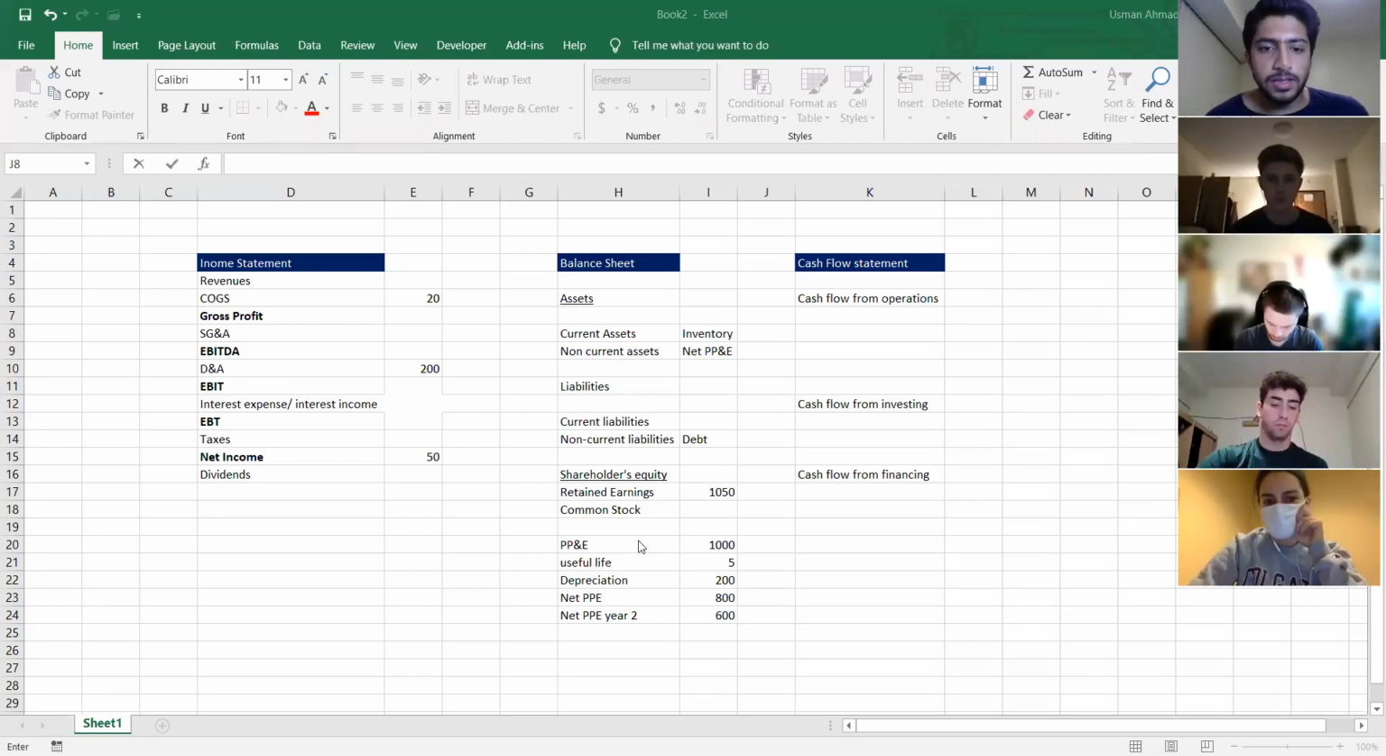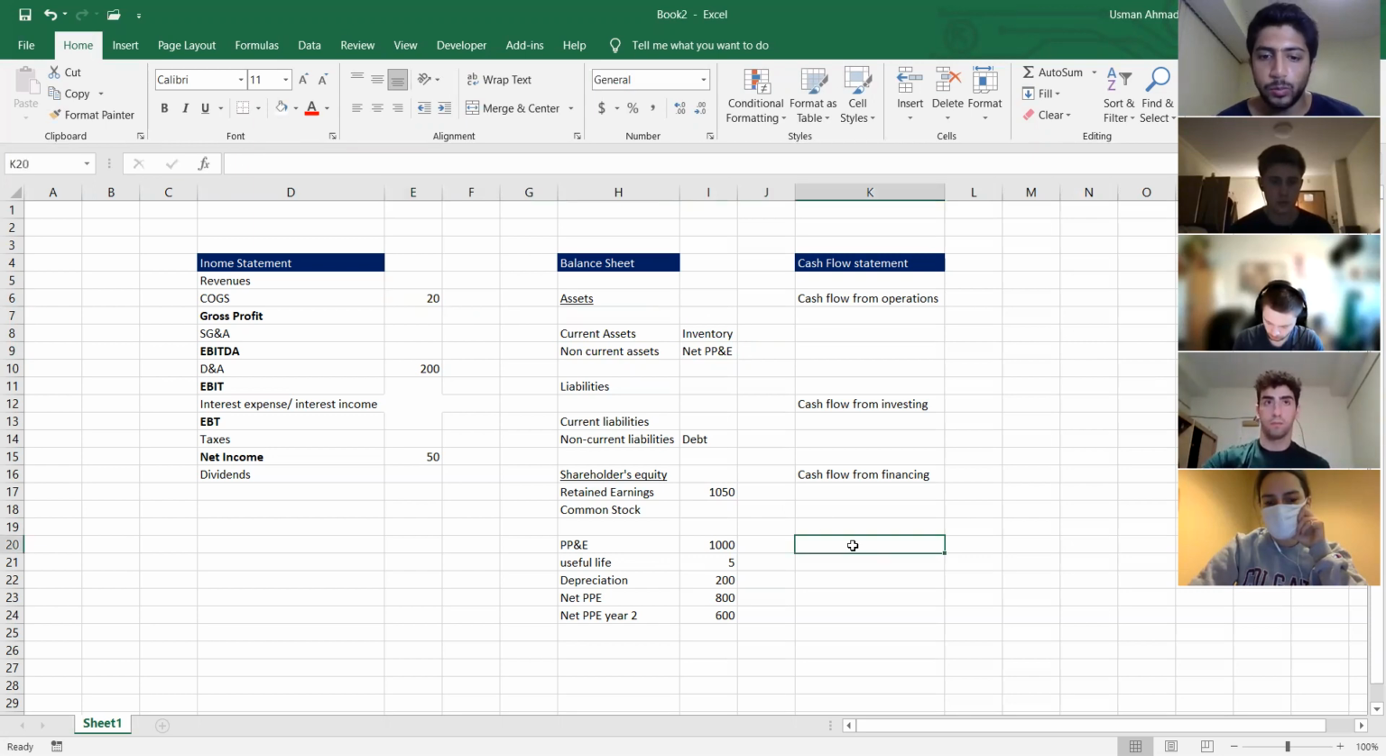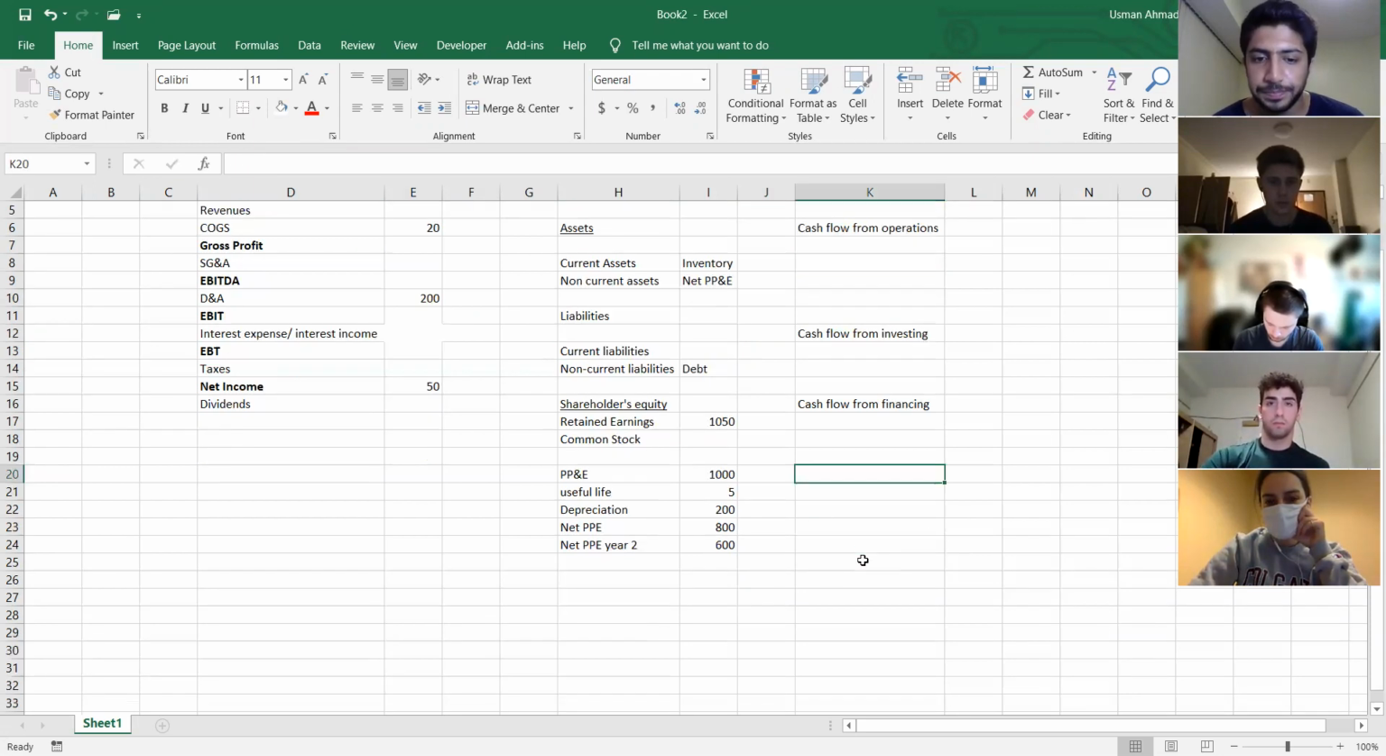So the inventory on the balance sheet is expensed in the cost of goods sold on the income statement. That's the last link between the income statement and the balance sheet.